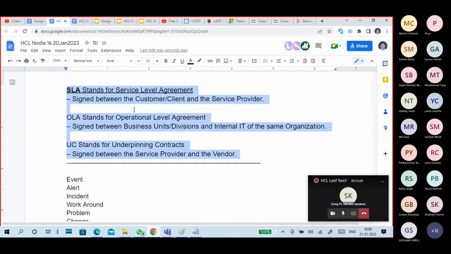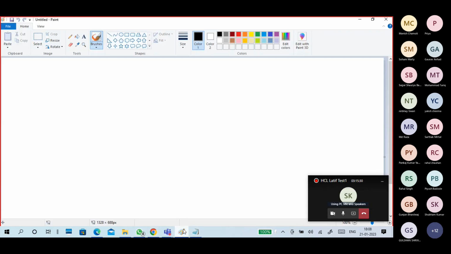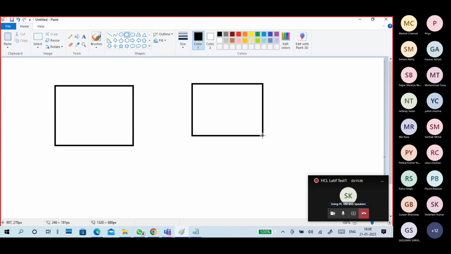Just this last point I will tell. Service level agreement. This is the service provider and he is the client or a customer. They agree to provide a service.